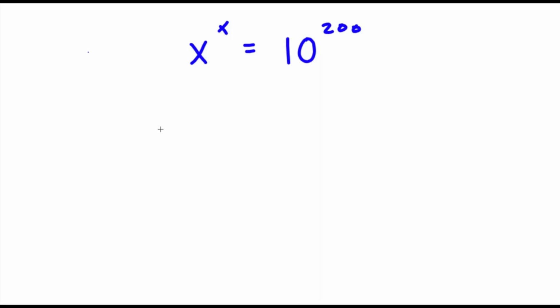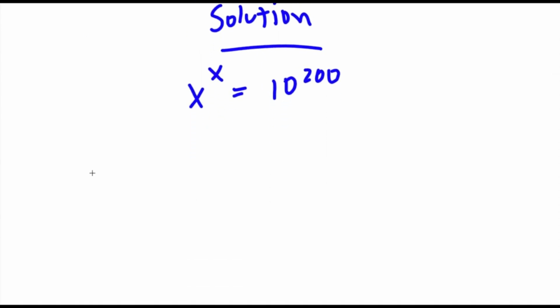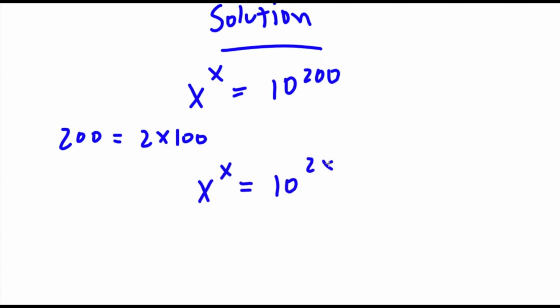Alright, so we have x to the power of x is equal to 10 to the power of 200. Now for our solution, we start with x to the power of x is equal to 10 to the power of 200. Now 200 is equal to 2 times 100. So I'm going to replace 200 with 2 times 100, so now I have x to the power of x is equal to 10 to the power of 2 times 100.